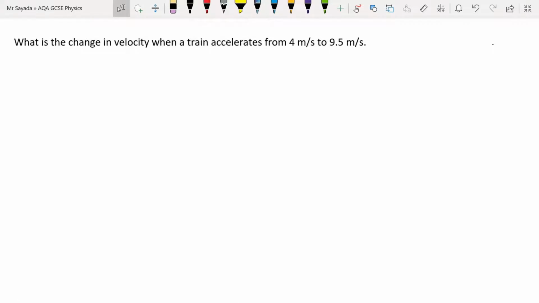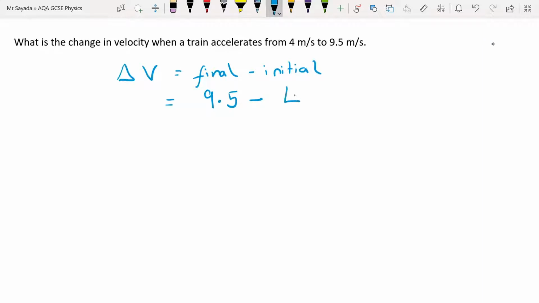I'm going to do another example. Please read this question. We're going to do it in the same way, but you're going to help me this time. So how do we find a change in velocity? Say your answer to the video. Hopefully you've said that to find a change in velocity, we do the final velocity minus the initial velocity. What's the final velocity in this question? You should have said 9.5. What's the initial velocity in this question? You should have said 4. Therefore, the change in velocity is 5.5.